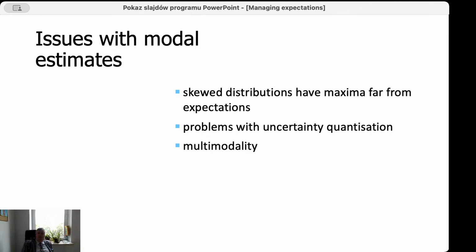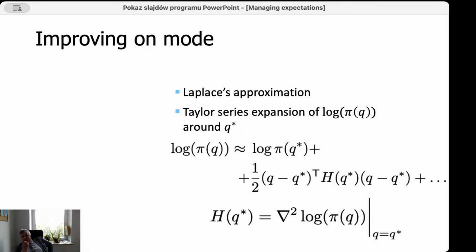And at least this is something that we think about: what is the uncertainty of that actual value? The idea to improve that is to create some kind of approximation that will include both the mode estimation and also some kind of uncertainty quantification. And this is a very old idea, but still very effective, called Laplace approximation.